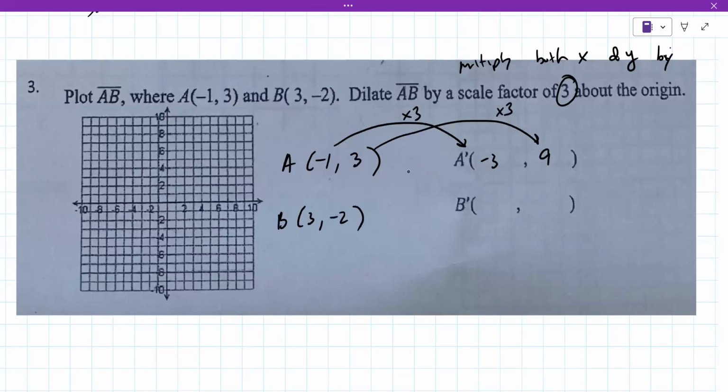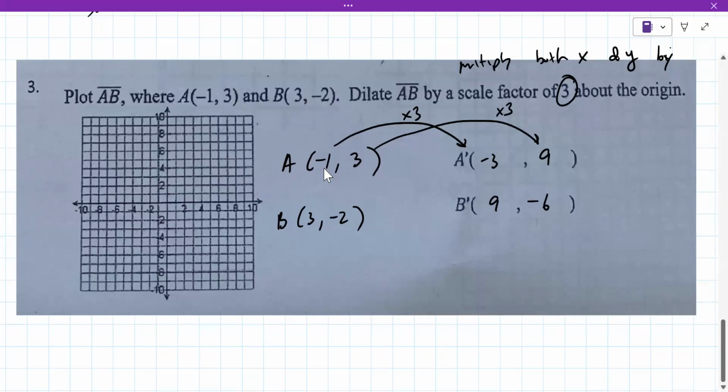And we're doing that to both A and B? Yes. Could you tell me what B prime would be? B prime, and that prime is just to denote that it's a different thing than the old one. Yes. So B prime is 9, -6. Okay, good. Now we're gonna graph the line from A to B.